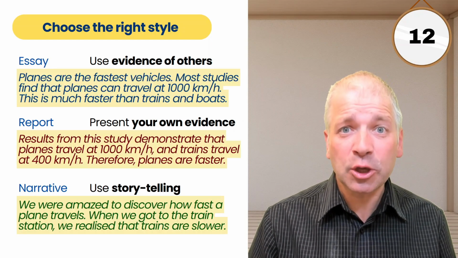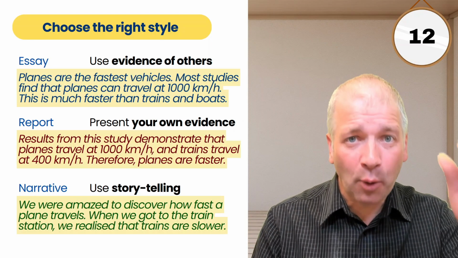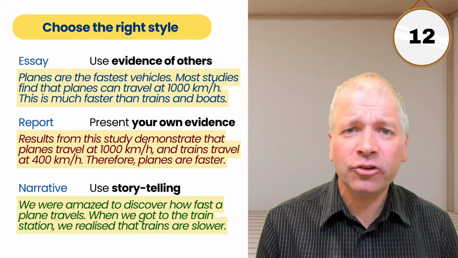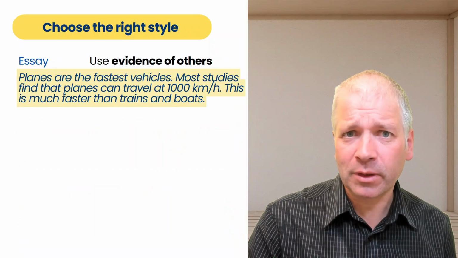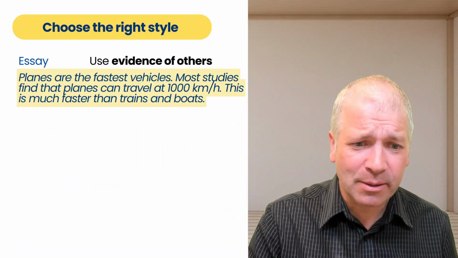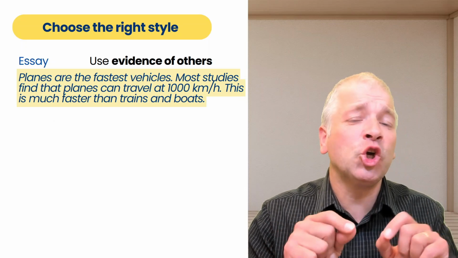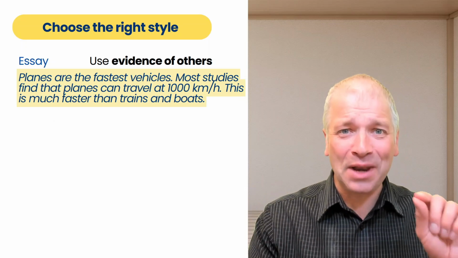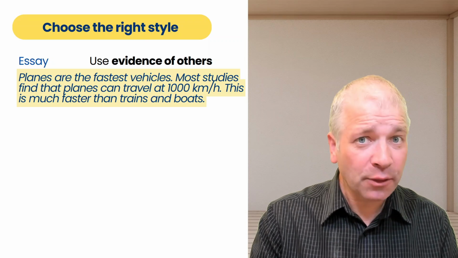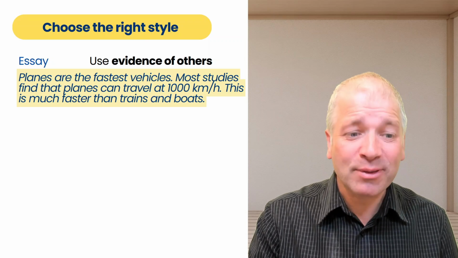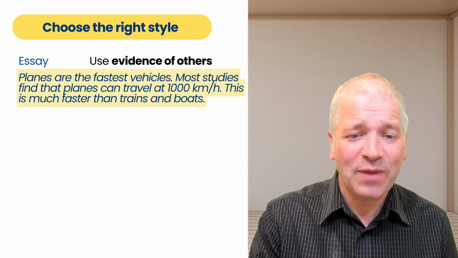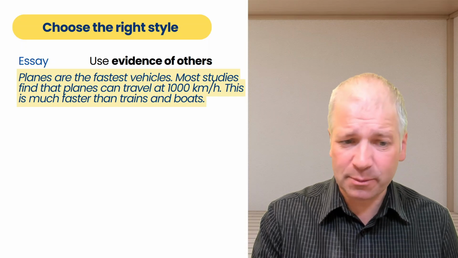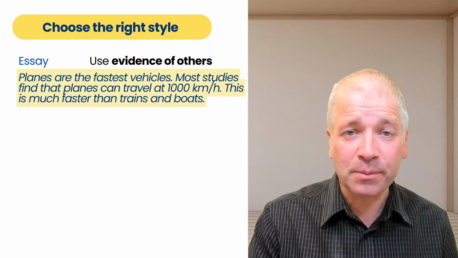I'm now going to use 3 examples, one for each type of text, to show you what's happening. First of all, with essays. Here's a short paragraph that could have come from the middle of an essay. Planes are the fastest vehicles. Most studies find that planes can travel at 1,000 kilometers per hour. This is much faster than trains and boats.